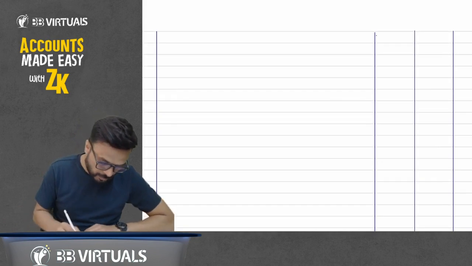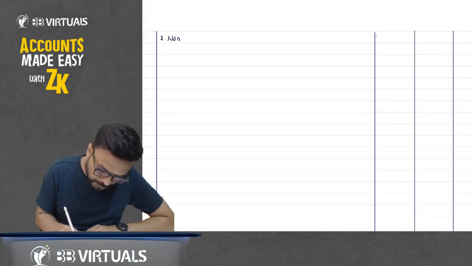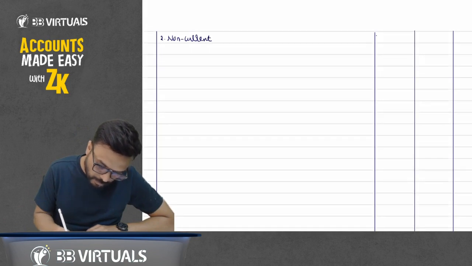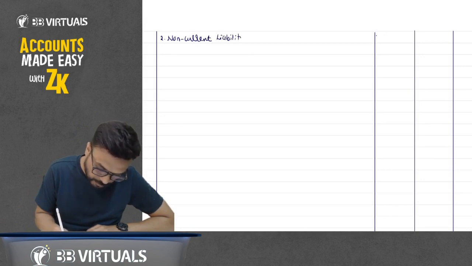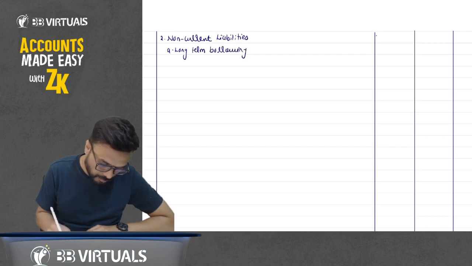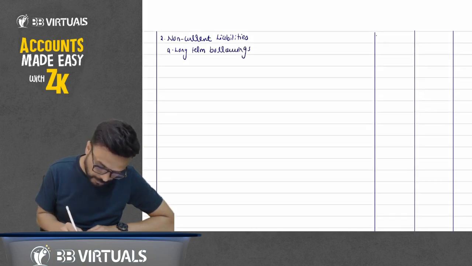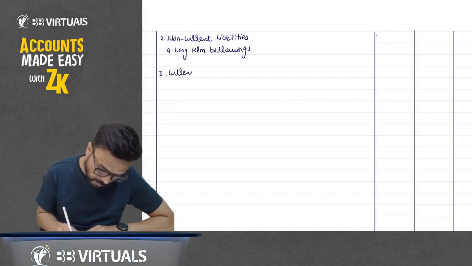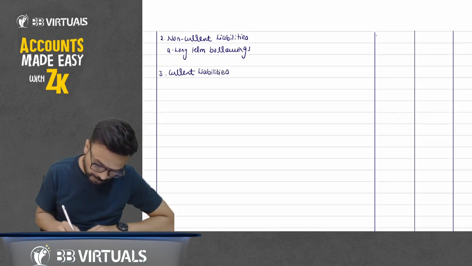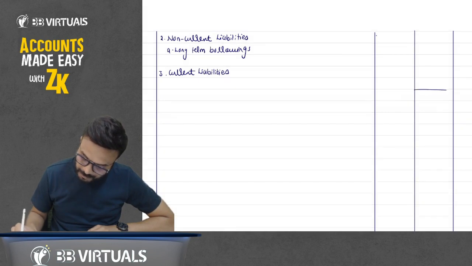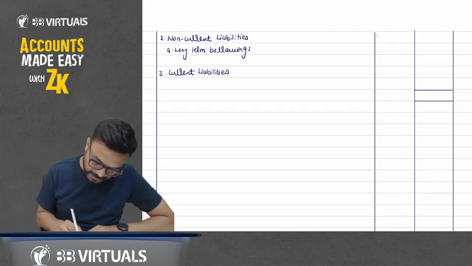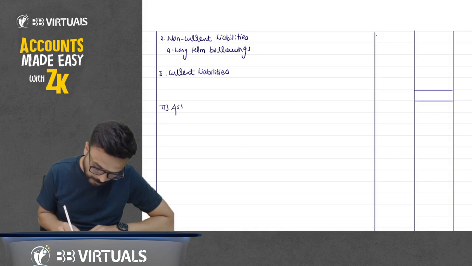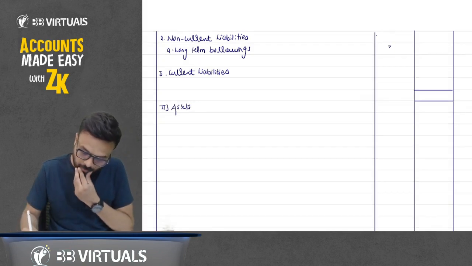Then second, non-current liabilities, long-term borrowings. Then third, current liabilities. In current liabilities, keep the space for 1, 2 lines and then write down the asset side. For long-term borrowings, we'll make a note, note number 3.